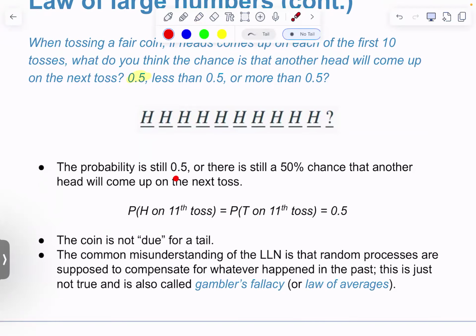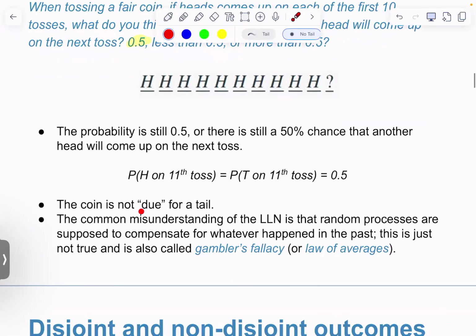So the probability is still 0.5, because the coin is not due for a tail. This is what we call the gambler's fallacy, where you're at the casino. No, but if you're gambling, and then it's going to happen this time, but usually these are independent events that you're talking about, right?